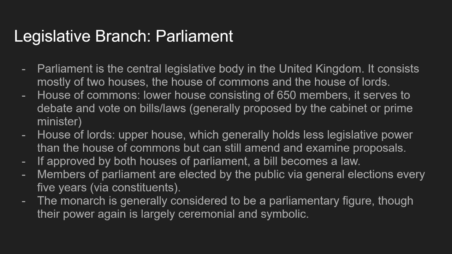The House of Lords, on the other hand, is the upper house, which generally holds less legislative power than the House of Commons, but can still amend and examine proposals. If approved by both houses of Parliament, a bill can become a law. This is, of course, with a lengthy amendment and scrutinization process. Members of Parliament are elected by the public by general elections every 5 years via constituents. Additionally, the monarch is generally considered to be a parliamentary figure, though their power, again, is largely ceremonial and symbolic.